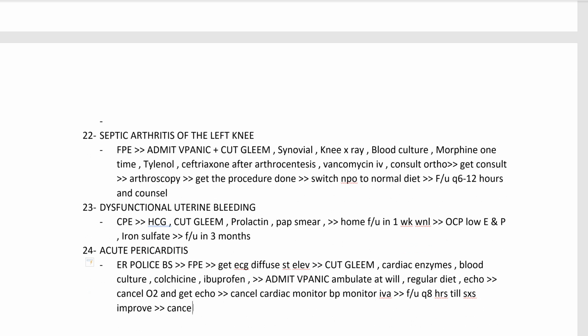And then cancel vitals and order counseling. And then you want to follow up in 2 weeks. Okay, after you send him home. So that's the summary of the acute pericarditis case management.